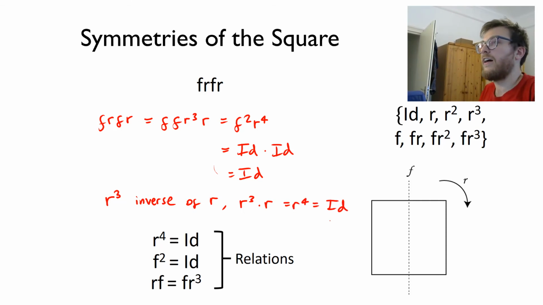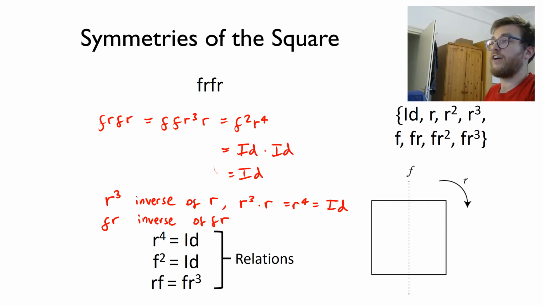Similarly, what about the symmetry FR? Well, we've seen that FR-FR is the identity. So in other words, if we do FR and then FR, the second FR undoes the first FR, so it's actually the inverse of itself. I'll leave it as an exercise for you to figure out what the other inverses are for the other symmetries of the square.